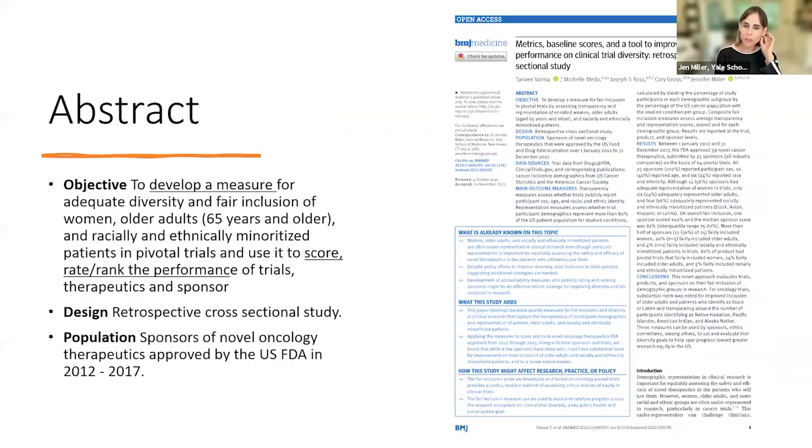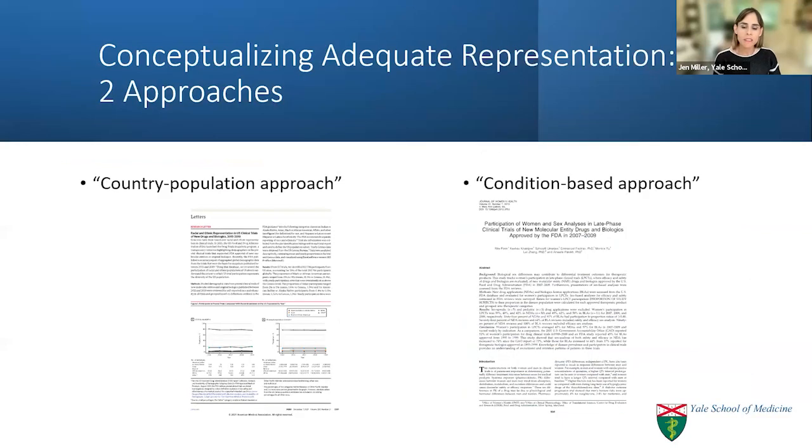Next slide. So the first step that we had to do to add the measures to the Good Pharma Scorecard was to conceptualize or define what constitutes adequate diversity in clinical trial enrollment. Next slide. So in reviewing the literature, you will see that there are two key ways to conceptualize adequate representation. You can take a country population approach or a condition-based approach.